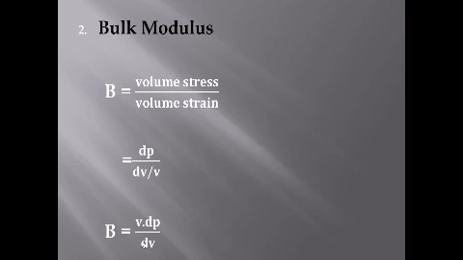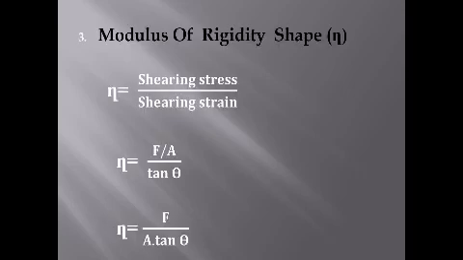So what is the bulk modulus? The formula for the bulk modulus B is equal to V dP upon dV. After this, we will start to study the modulus of rigidity, denoted by eta. So what is the modulus of rigidity? It is defined by the ratio of shearing stress and shearing strain.